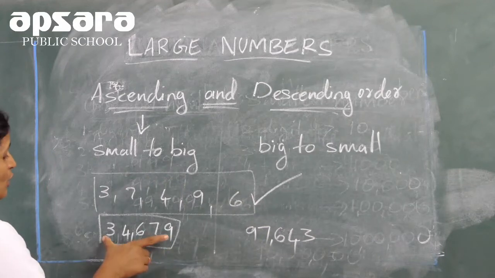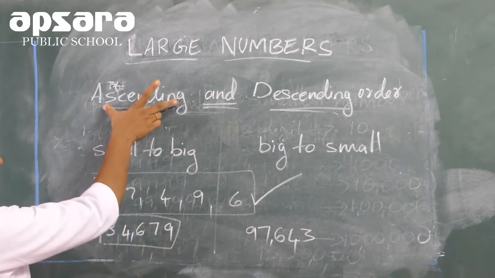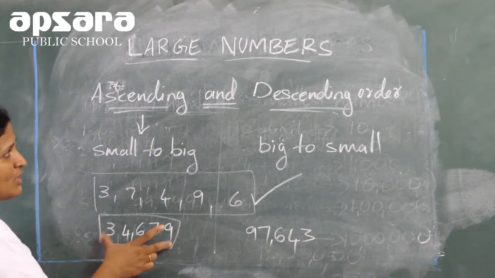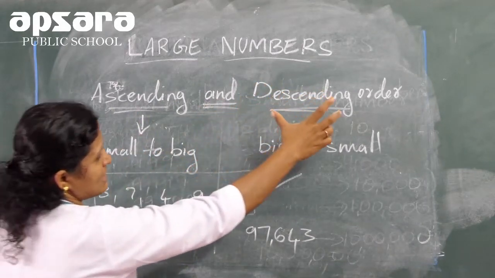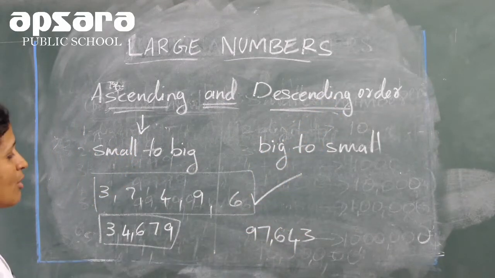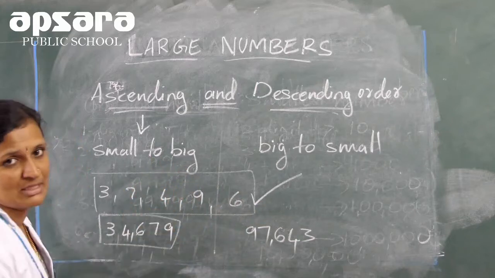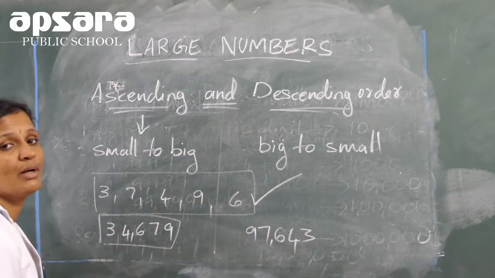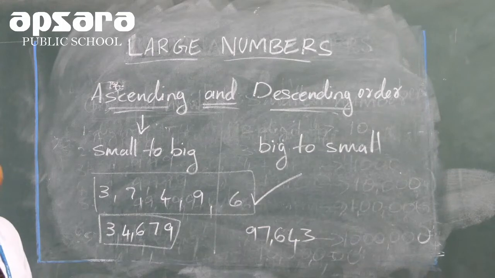Okay, so when you arrange the given digits in ascending order, you'll get the smallest number formed by using the digits. The same digits when you arrange in descending order, you'll get the biggest or greatest number formed by using the digits. So now we study how to write the smallest and greatest number by using the given digits.